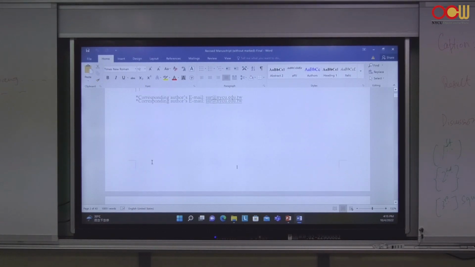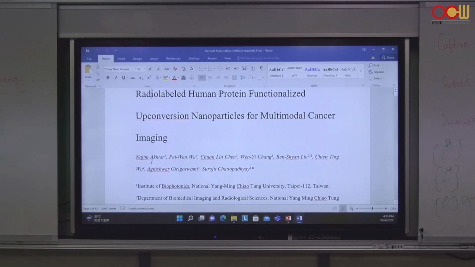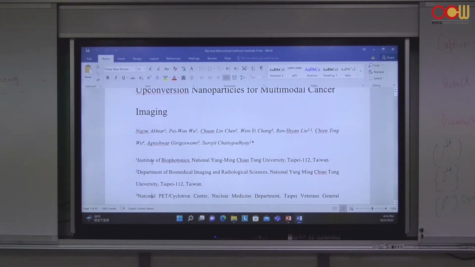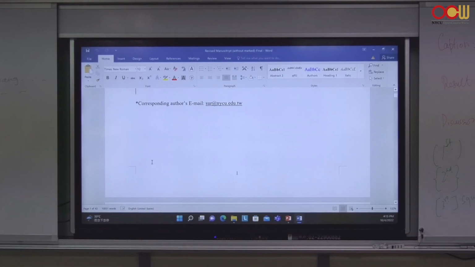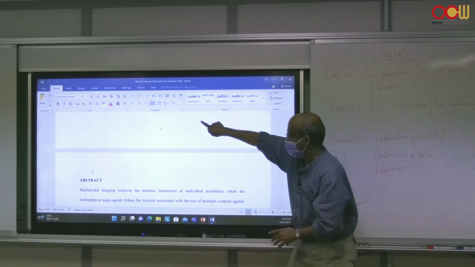And this is the page 1. As I said, I need a 20-page document. Out of this 20-page document, the first page is only this one. That means the title, authors, affiliation, and the corresponding author's email address. You should also need keywords. So the abstract starts in a new page, always. So that's page 1.